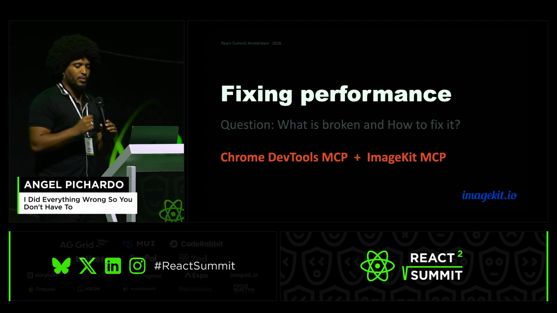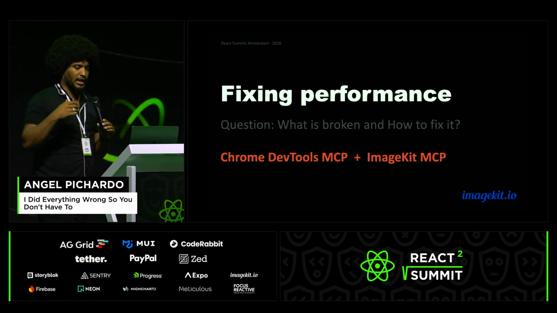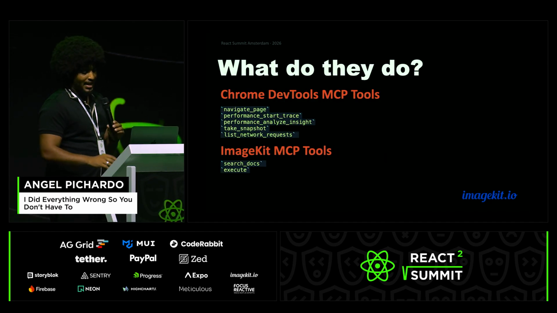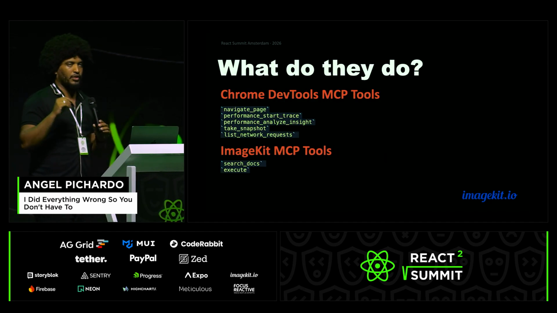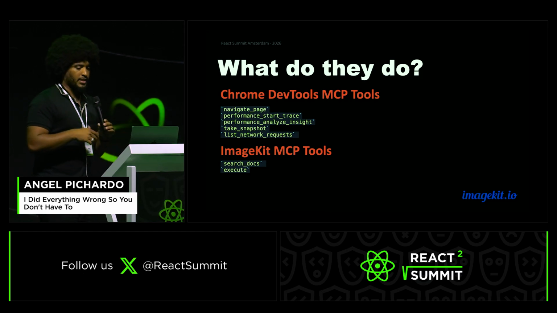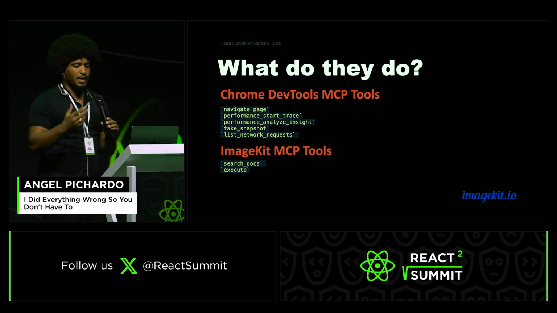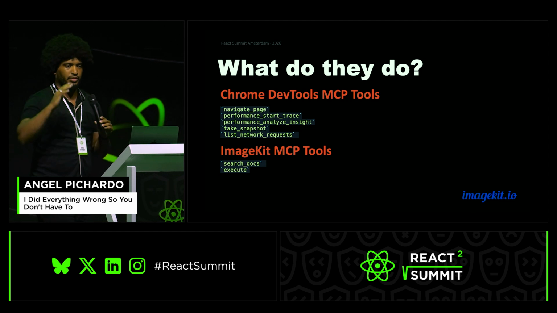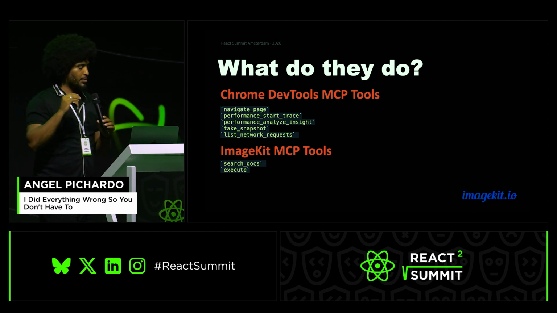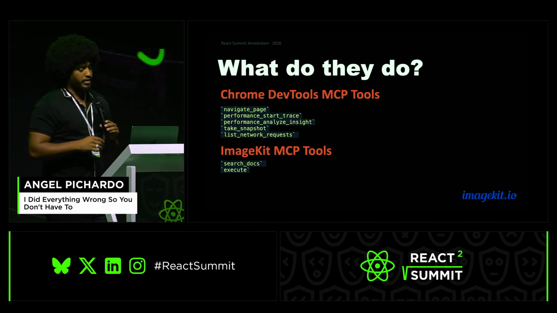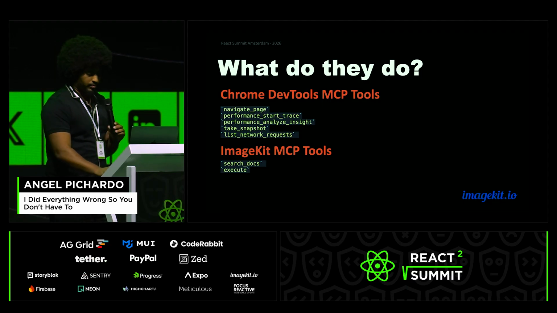So exactly what are these MCPs doing? We have to answer 2 questions: what's broken, and how do I fix it? The Chrome DevTools MCP has a few tools we're going to use. It's going to navigate the page, do a trace, do a performance analysis, take a snapshot, and list the network requests so that we understand exactly what's happening on our website. Then we're going to use ImageKit to search the docs using the agents, and we'll execute all the changes.